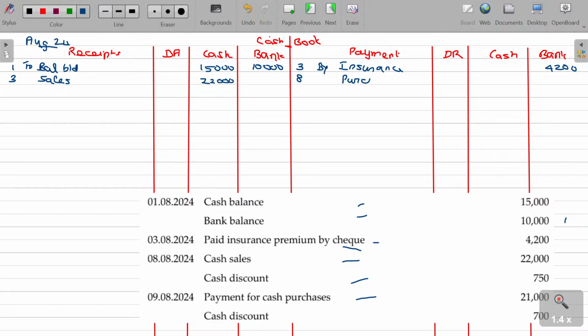Purchases. The value being 21,000 in the cash column. Then cash discount, we can skip this.